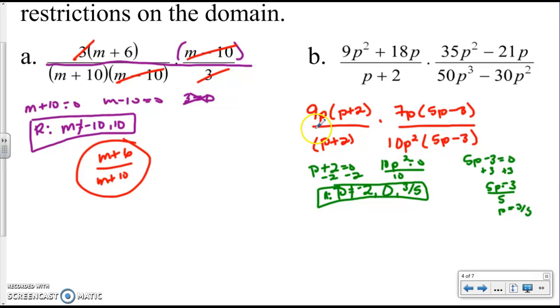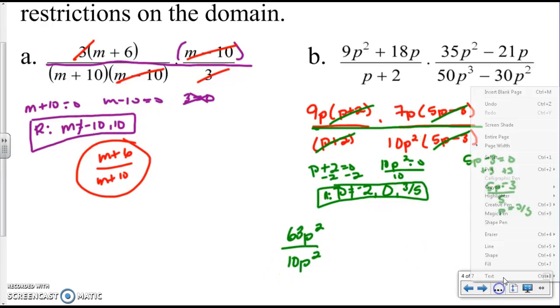Now, once I'm done with that, first step factor, second step restrictions, third step, really all I'm doing is multiplying straight across, so I can multiply or cancel anything I have in common between the top and the bottom. So notice I have p plus 2's. Notice I have 5p minus 3 there. And then for the last part, I'm just going to simplify this and then show you how this will go from here. So 9p times 7p actually gives me 63p squared. And on the bottom, I'm just left with 10p squared.